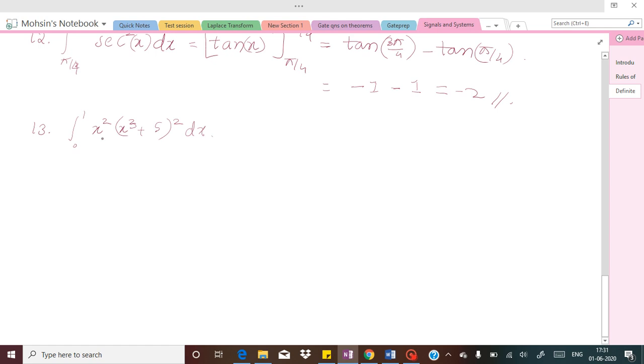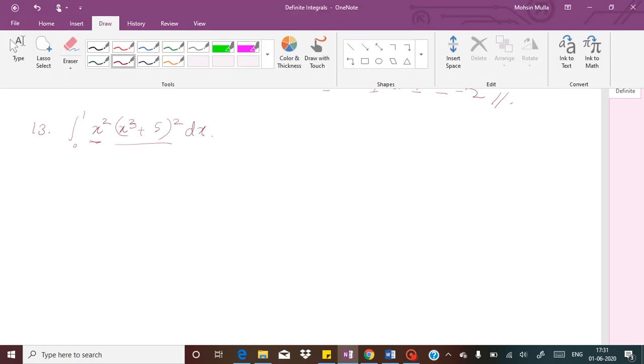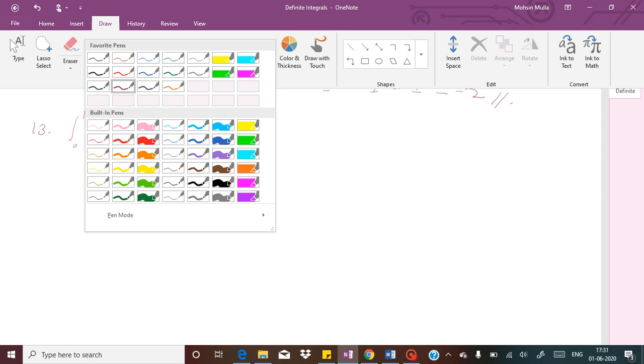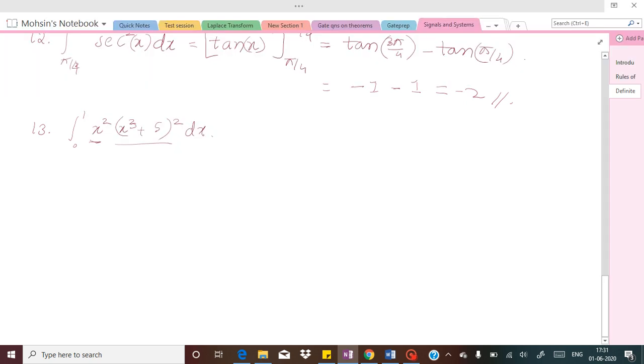dx. So now here there are two terms in this expression. So we can do it in the normal way, but that will take a very lengthy process and too many steps we have to solve. Instead of that, we can use the substitution method and get the solution very easily in fewer steps. Okay, so now what I'm going to do is substitute x cube plus 5 as a new term u. Okay, so I'll write here: put x cube plus 5 equal to u.